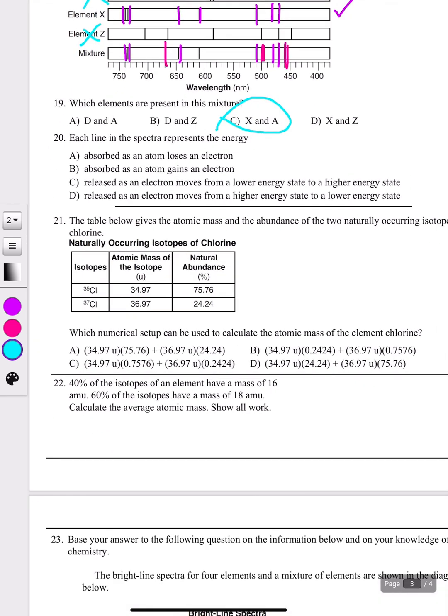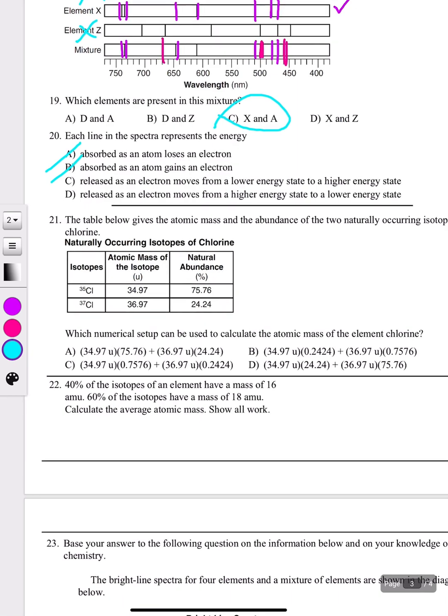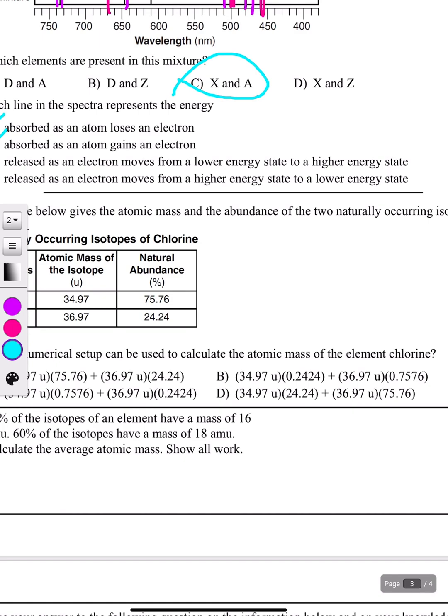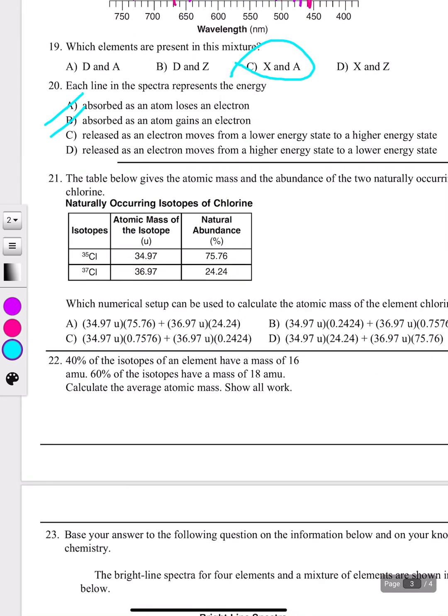20. Each line in the spectrum represents the energy of, okay, so when is light being formed? That's the question. And that is when energy is released. So we can knock off A and B. And when is energy released? When it moves from a higher energy state to a lower energy state. So D.